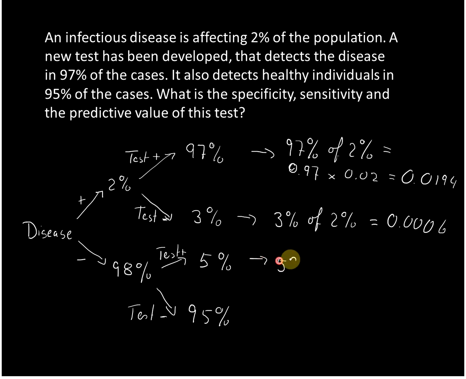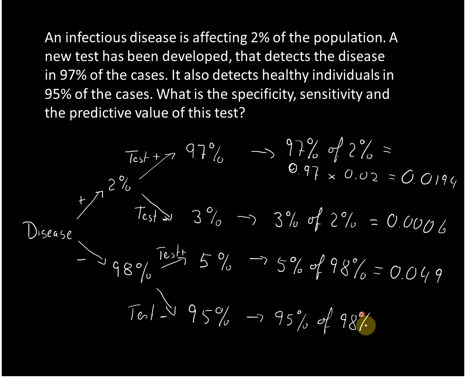Here we have 5% of 98%, and this would give us 0.049, and in this case here we have 95% of 98%. So that gives us 0.95 times 0.98, and that would give us 0.931.